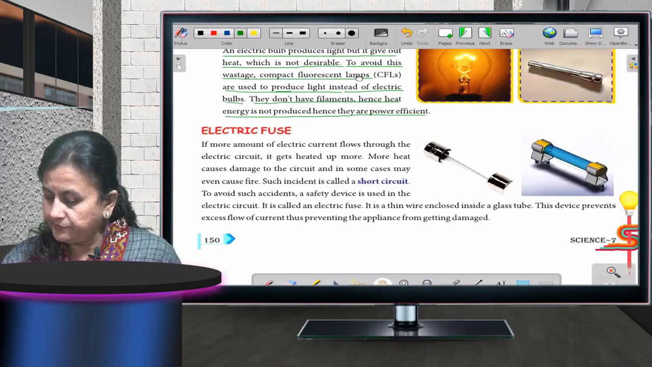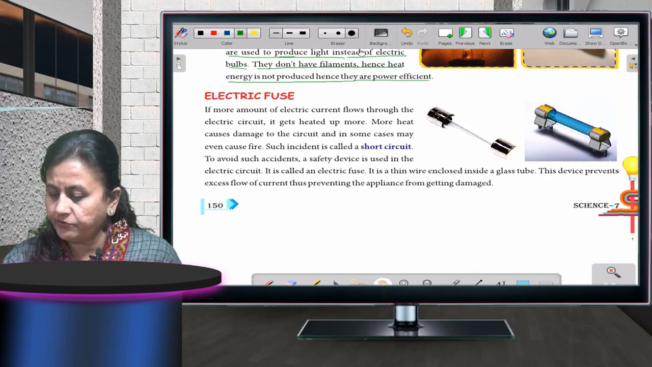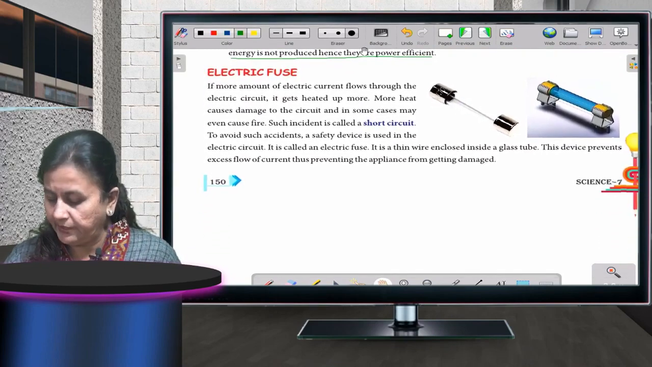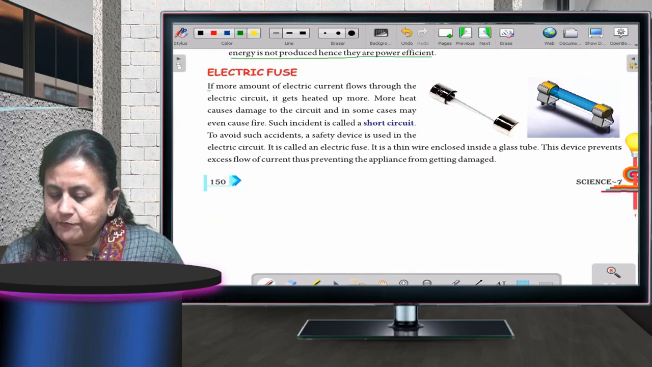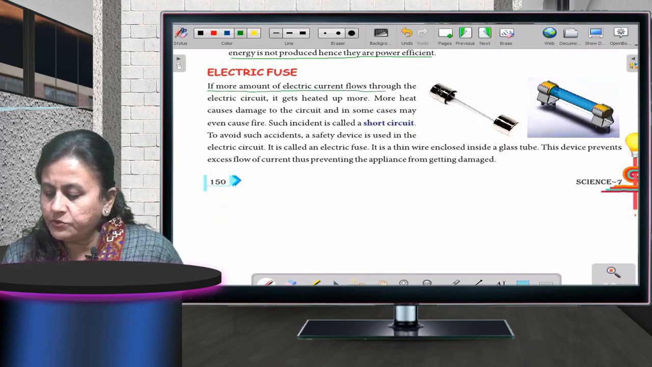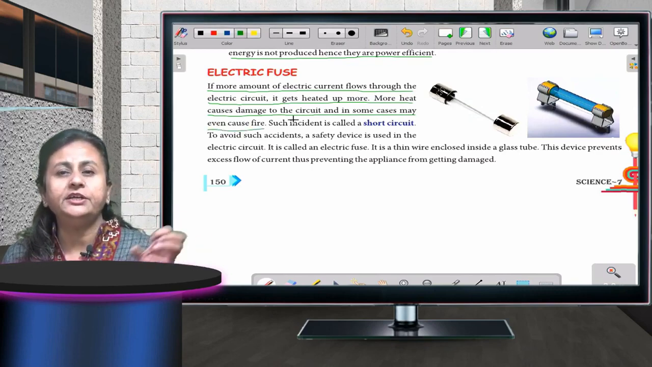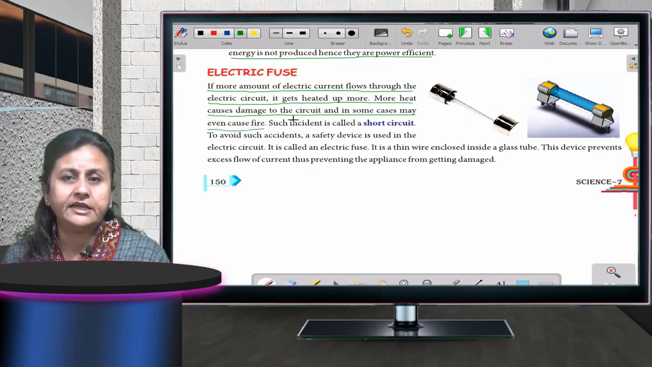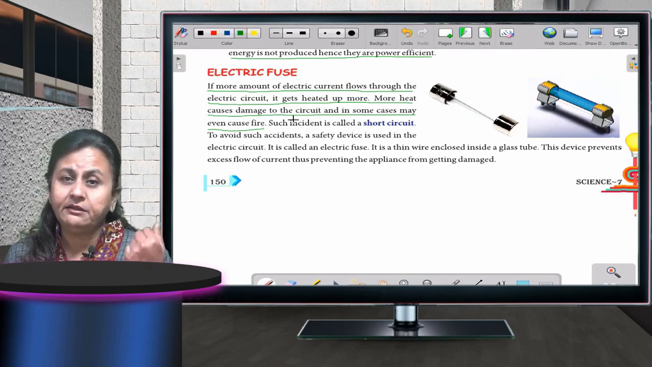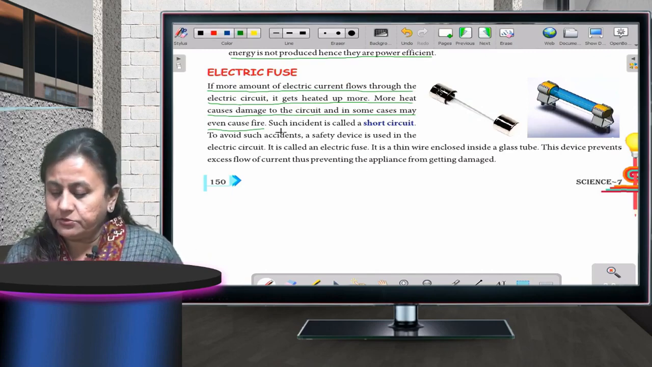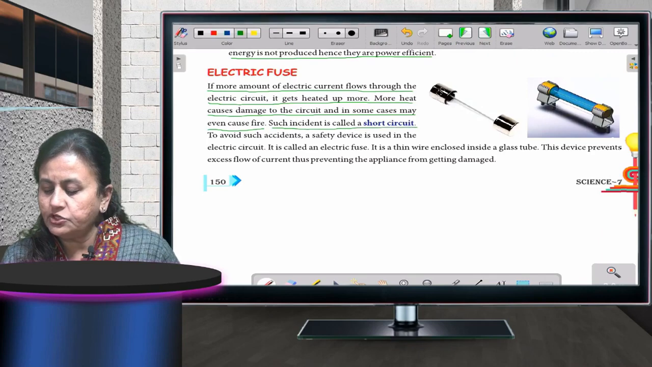Can you all see on your screens also? If more electric current flows through the electric circuit, it gets heated up more. More heat causes damage to the circuit, and in some cases may even cause fire. When continuous heating is there, at times it might catch fire also.